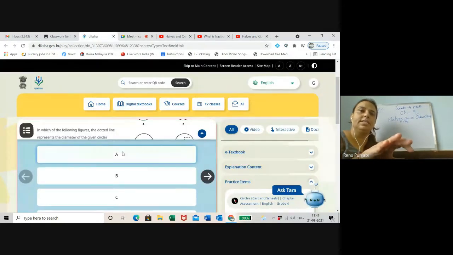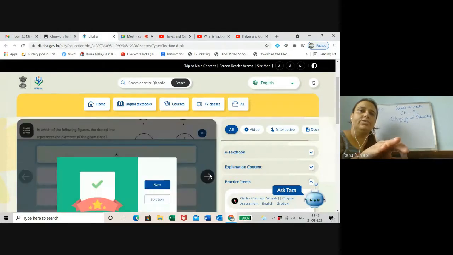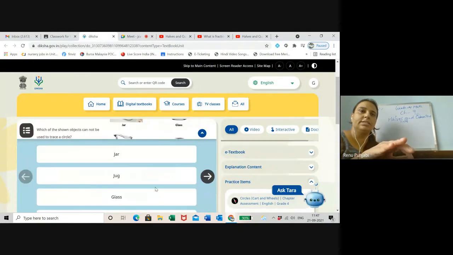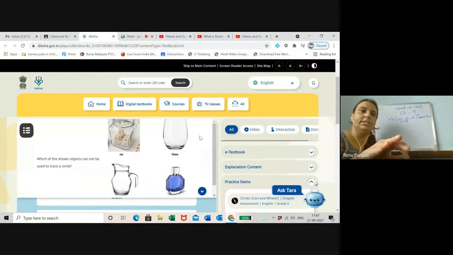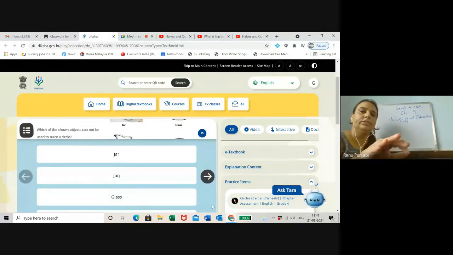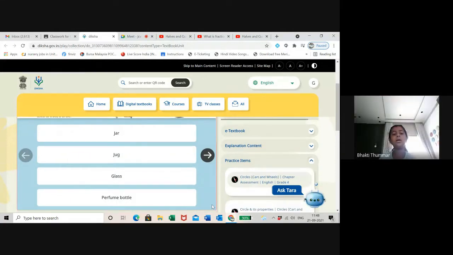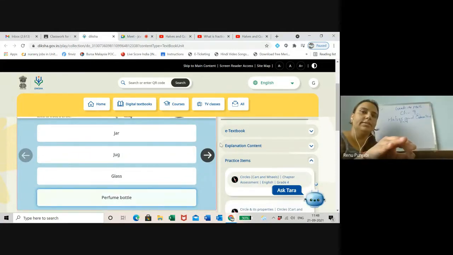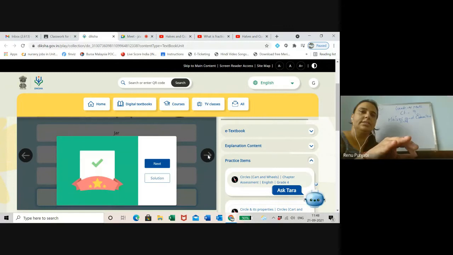We click the A answer. Go to the arrow, right? For the next answer go to this blue button. See the questions carefully. Which of the following objects cannot be used to trace a circle? A jar, a glass, this jug, or this perfume bottle. So what do you say, students? Ma'am, the perfume bottle.